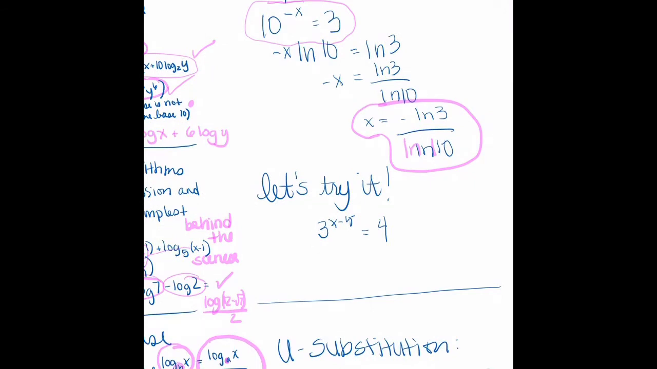So let's take the natural log of both sides. So I get the natural log of 3, and I can move this x minus 5 out to the front using our power property that we learned in 4.4. And I took the natural log of this side, which means I need to take the natural log of this side.